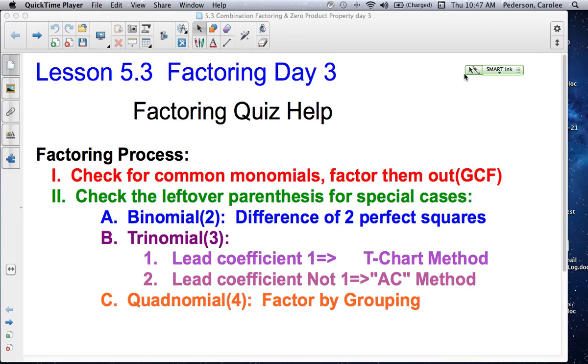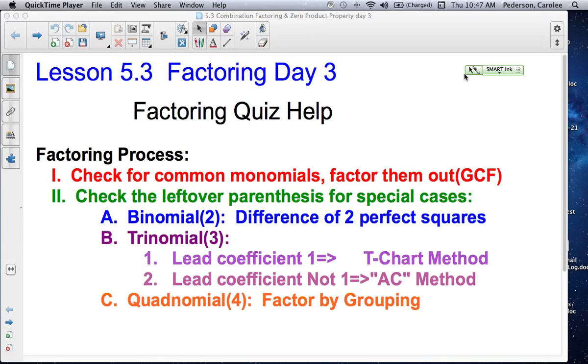Here is 5.3 factoring day 3. Reminder, we will be having a quiz after this section, just focusing on factoring with the different methods. This slide, you don't need to write down, is just to review what are the factoring processes.